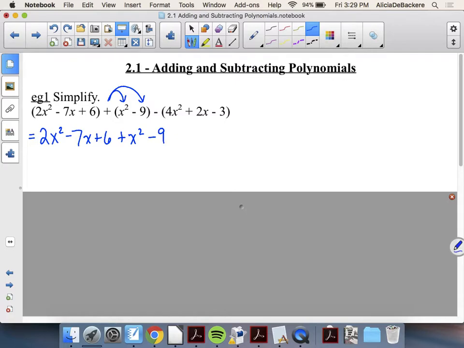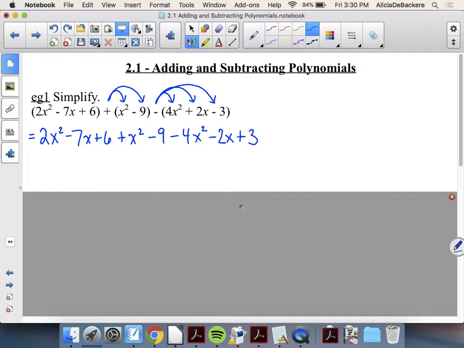And then for my last bracket, I actually have to subtract everything in the bracket. And this is the tricky one. This is the one when we're going too fast, we miss it. So I'm going to subtract 4x squared. And then I'm going to subtract positive 2x. So it's actually subtract 2x. And then finally, I'm going to subtract negative 3. Subtracting a negative is the same as adding.